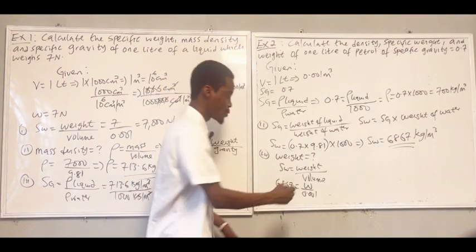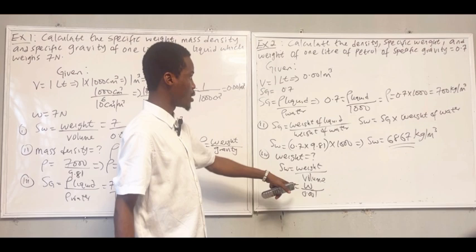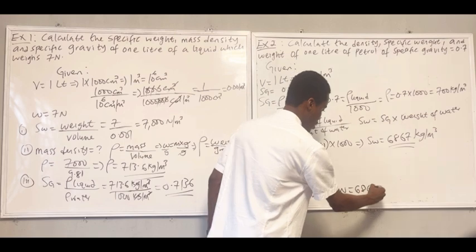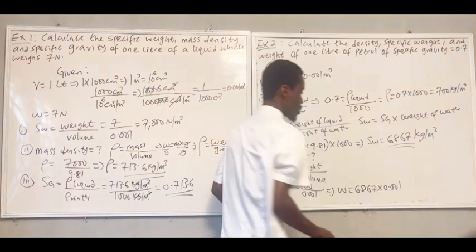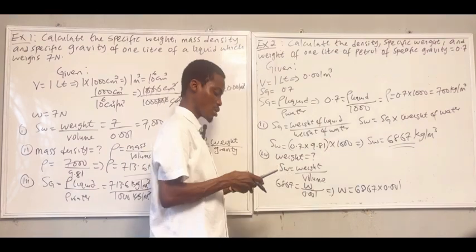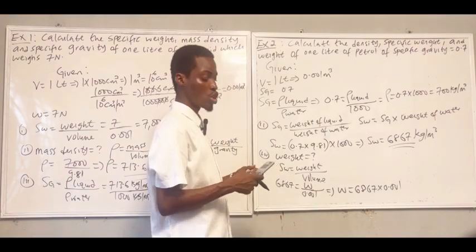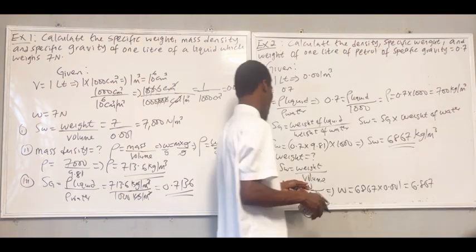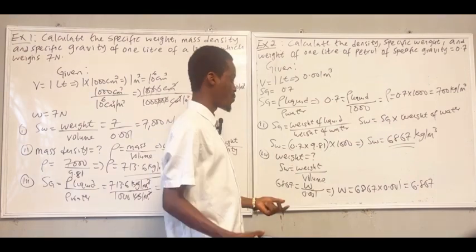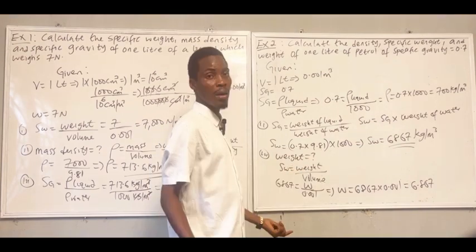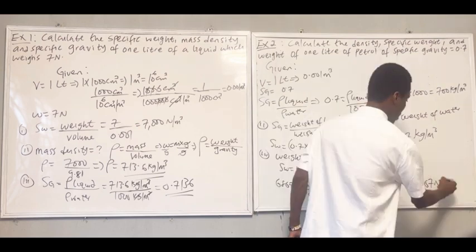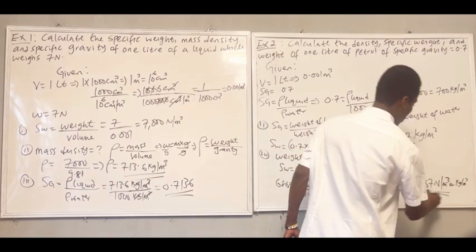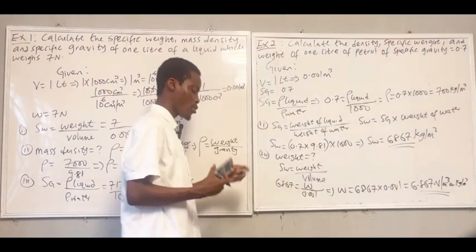I want to calculate the weight of the 1 liter. So I'm going to have weight is 6867 times 0.001. If I multiply 6867 times 0.001, I'm going to have 6.867. Remember, our weight is measured in Newton, while specific weight is Newton per meter cube. So this is my answer for weight. So this is the solution to the problem given above.